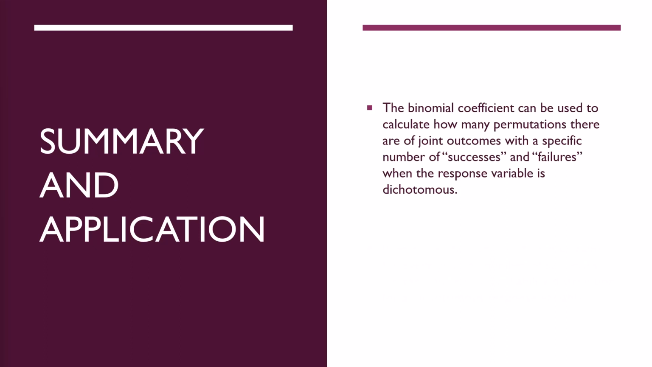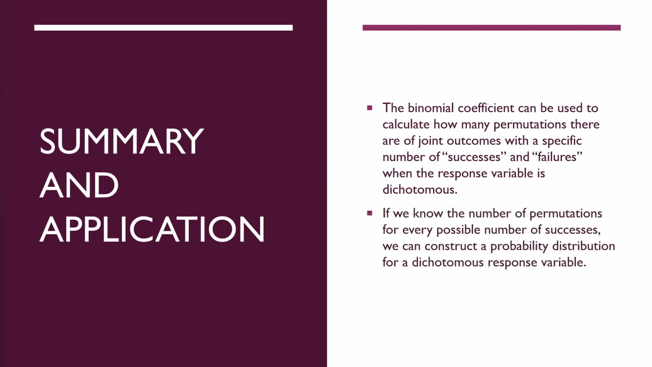Here is what is coming next that starts to move us towards using this in our research. If we know the number of permutations for every possible number of successes, we can construct a probability distribution for a dichotomous response variable. You know from your past experiences, primarily with the normal distribution, that once you have a probability distribution in hand, inference must be just around the corner.